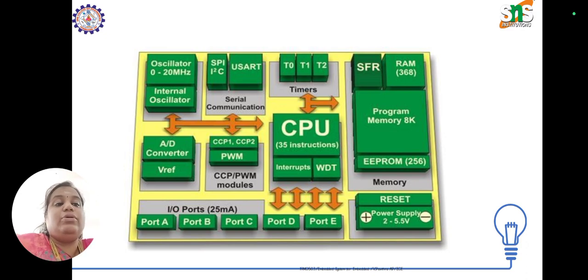And program memory, all the programs are stored in this program memory. As I said, the RAM is a random access memory, and the CPU is a processor, so it will process only. And T0, T1 and T2 are the timers, and CCP1, CCP2 are called the capture compare PWM modules, and then serial communication such as SPI, inter-integrated circuit, and USART, these are the serial communication ports.